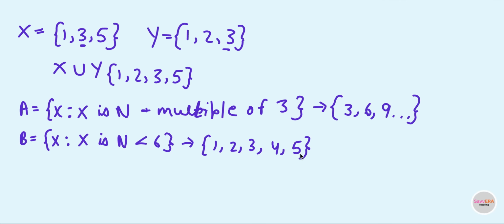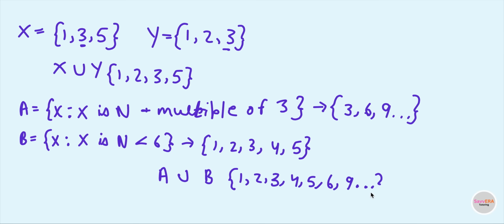So now we just have to find the union between those two. Our union would become A union B, and then we put our brackets again. Union means everything included, remembering to only write the numbers that repeat in both sets once. So it'll be 1, 2, 3, 4, 5, 6, 9, and so forth. So this is how we would answer that question.